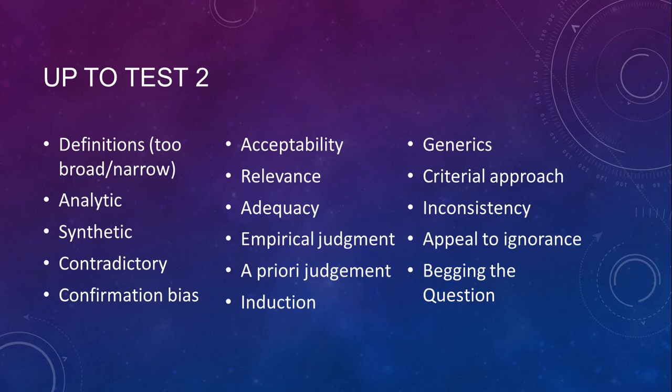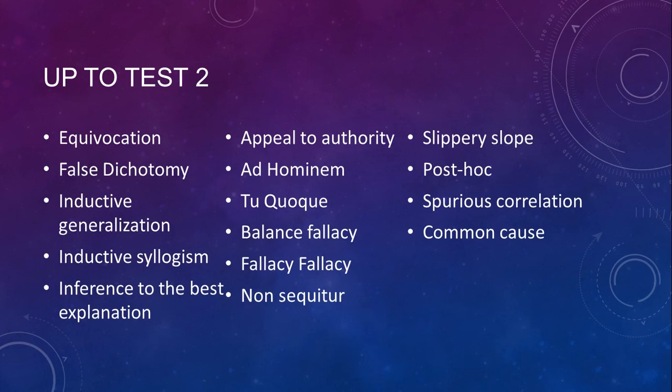So just quickly, begging the question is using a premise to justify a premise. So if P1 is identical to the conclusion, you've begged the question. Or if P1 assumes the truth of the conclusion, they don't have to be identical, but it's just like, yeah, whatever. Yeah, you guys get it. Okay.